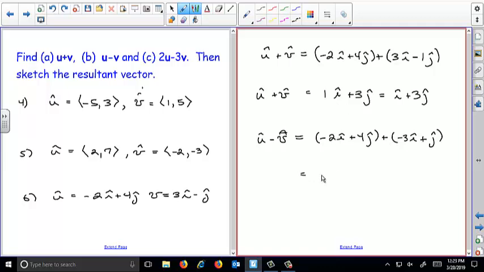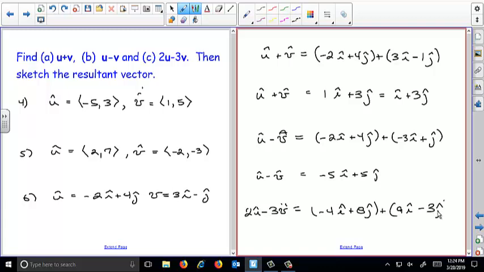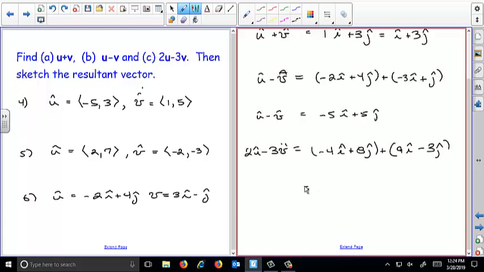So again, adding the components together, we get negative 5I plus 5J. So that's U minus V. And then finally, 2U minus 3V. So again, I take this vector and I multiply by 2, so I'd get negative 4I plus 8J. And I'd add to that and multiply by negative 3. So I get positive 9I minus 3J. And then we add these together.